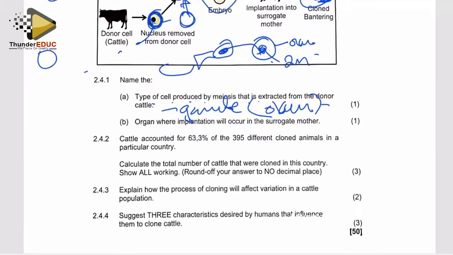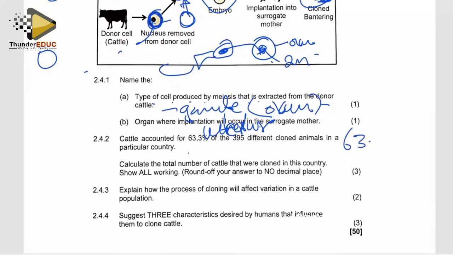They're saying the organ where implantation takes place, it takes place in the uterus. They're saying the cattle counted to be 63% of 395 different cloned animals in the particular country. Calculate the total number of cattle that were cloned in this country.